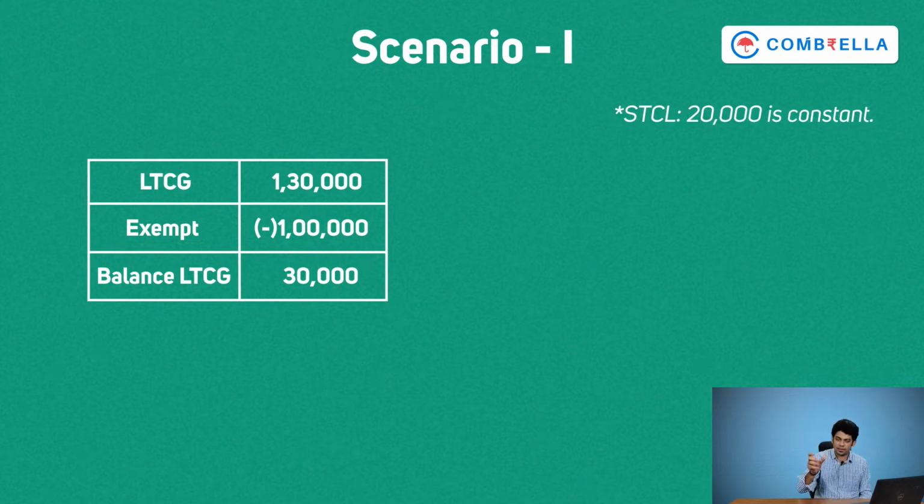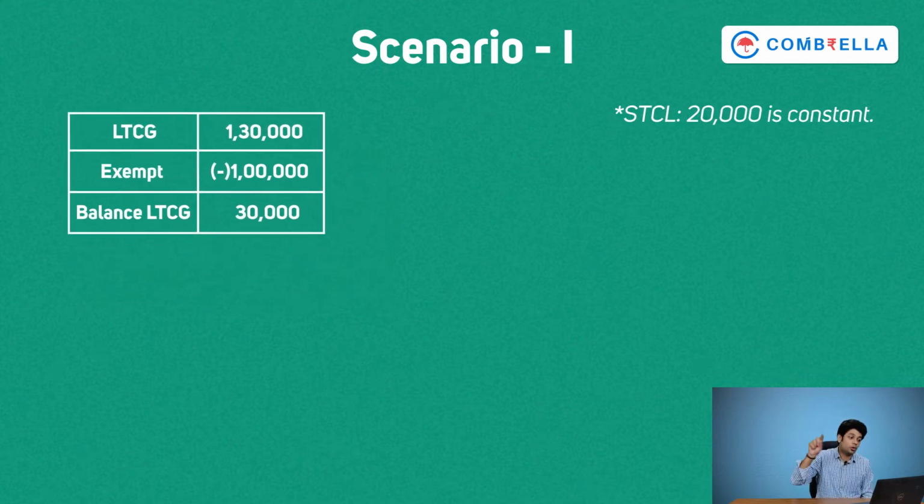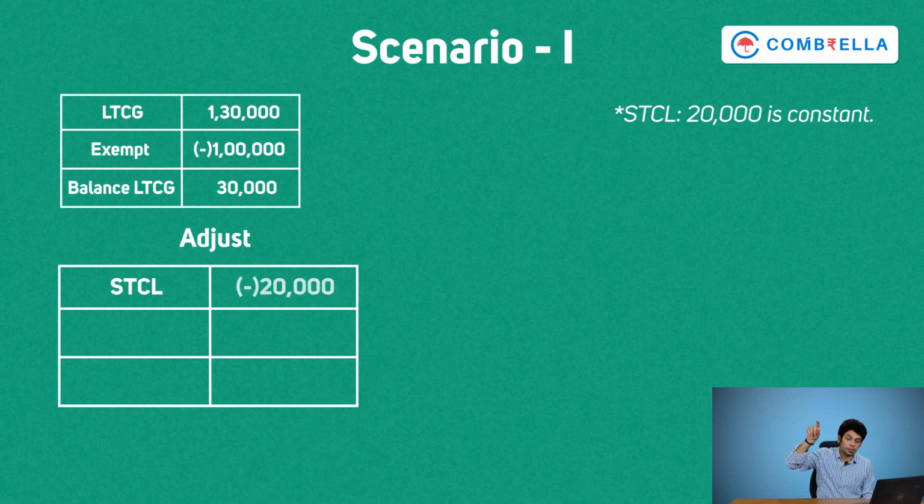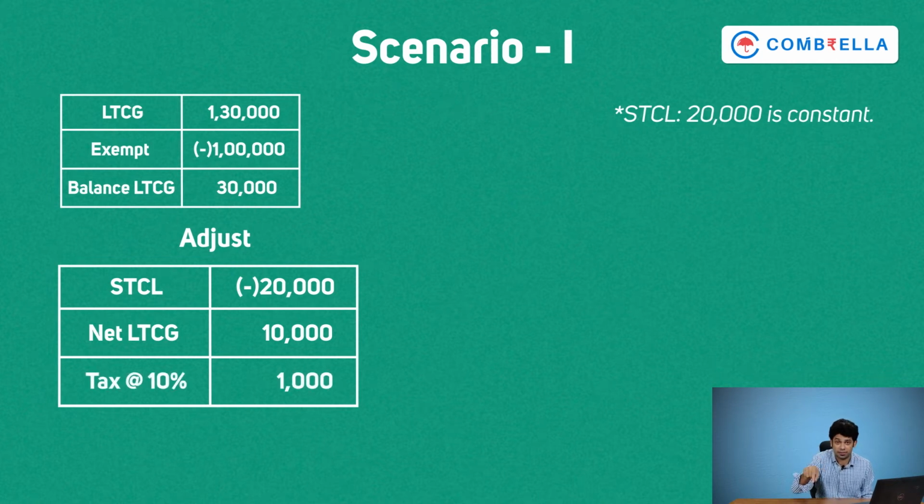Now on this balance of 30,000, you can adjust that short-term capital loss of 20,000. So your net LTCG is how much? 30 minus 20, which is 10,000, and on that you have to pay long-term capital gains tax at the rate of 10%, which is 1,000 rupees.